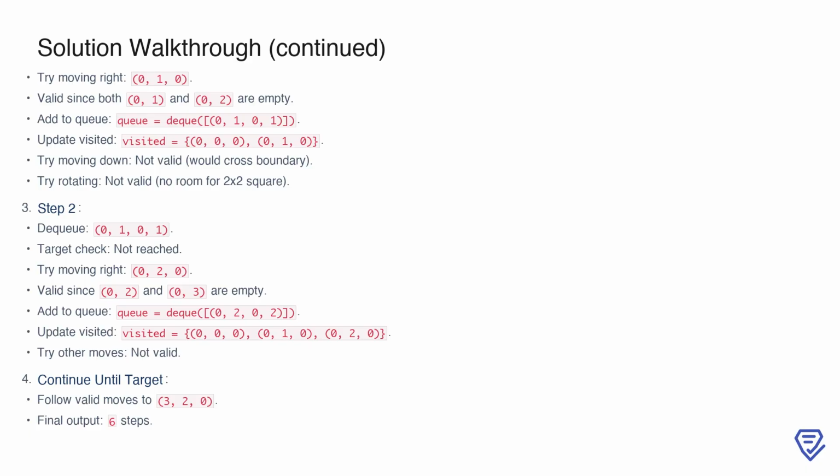Moving to the next step, the state 0, 1, 0, 1 is dequeued, and we again check if the target has been reached. It hasn't, so we try moving the snake further to the right, resulting in the state 0, 2, 0. This move is valid since the cells 0, 2, and 0, 3 are empty. We add this state to the queue and update the visited set. Other potential moves, such as moving down or rotating, are not valid at this stage. The BFS process continues, exploring valid moves and avoiding invalid ones, until the target position, 3, 2, 0, is reached. The total number of steps required for this example is 6.